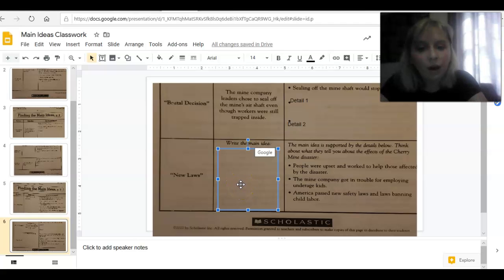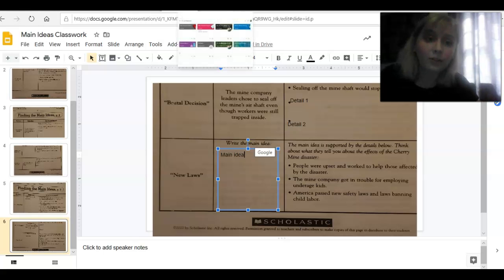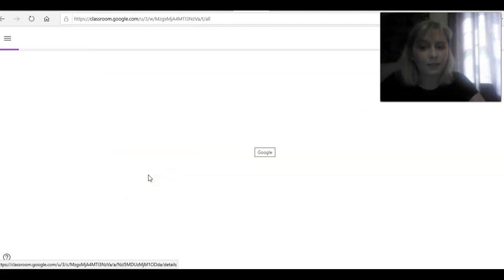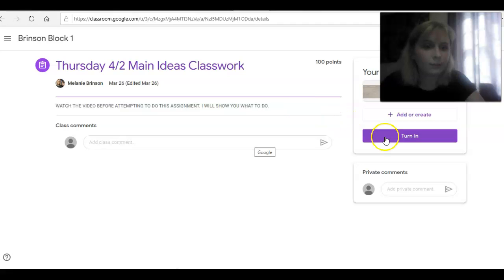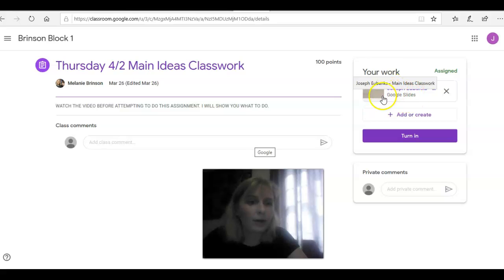Once you have all of these done, you don't have to share it with me because it should already be shared. If there's any trouble with that, I will let you know personally that I need you to share it with me if there's any sort of glitch or anything. But when you go back to your classwork and you click view, you just click turn in right here. See how it has the slideshow already there? So that should send me the slideshow. And then once you hit turn in. All right, if you have any questions, just let me know.